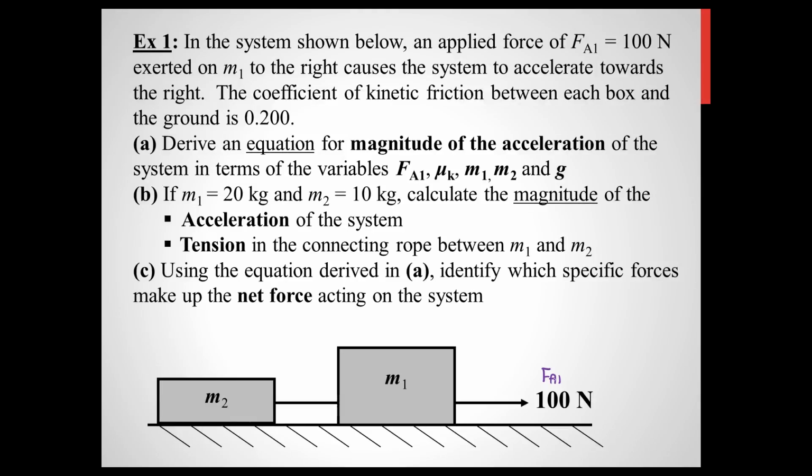I'm told the coefficient of friction between both boxes, and I want to, A, figure out an equation for the magnitude of the system acceleration in terms of FA1, mu k, m1, m2, and g. B, we're going to plug some numbers in and calculate the system acceleration and the tension connecting masses 1 to 2. And then C, using our acceleration equation, we're going to identify which forces actually make up the net force on the system.